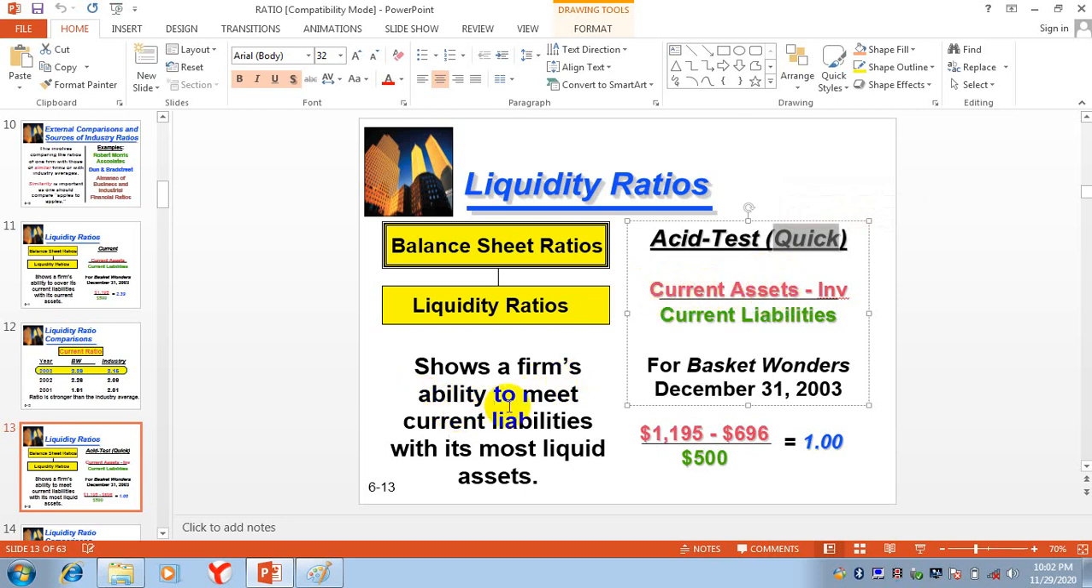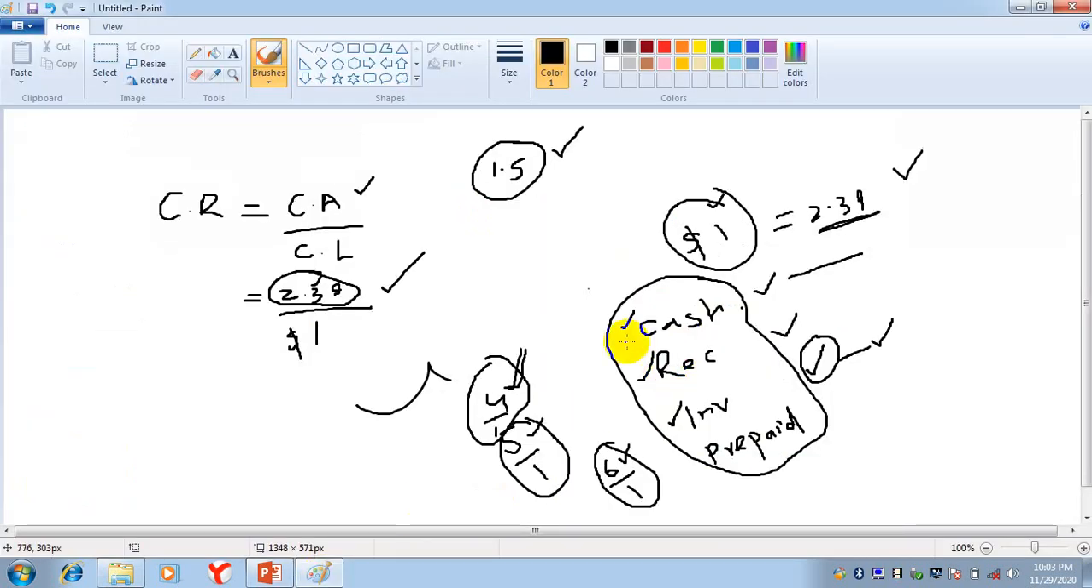Shows a firm's ability to meet current liabilities with its most liquid assets. And what are the most liquid assets? The most liquid assets are cash and receivables. Keep in mind, these are the most liquid assets. Inventory takes time in selling. When you sell inventory, it will take too much time. So that's why we are excluding inventory in the quick ratio.